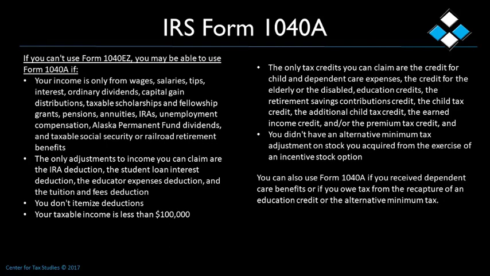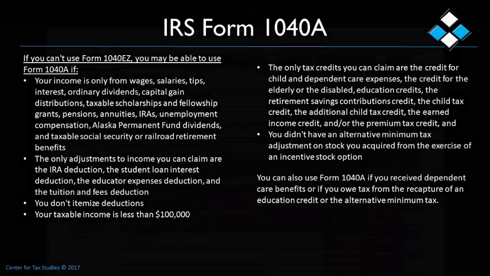Now, you can take a couple of additional credits, including the credit for child and dependent care expenses, the credit for elderly or for the disabled, educational credits, the earned income credit, as well as the health premium tax credit. Lastly, you don't have any alternative minimum tax. This is an additional tax assessed on individuals who make too much money that the government has decided to impose so as to make things a little bit fairer.